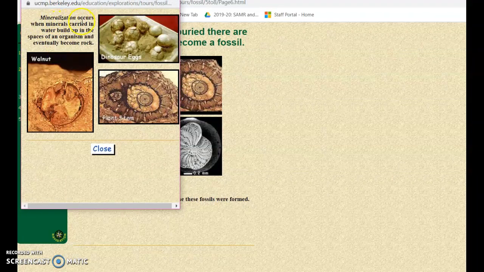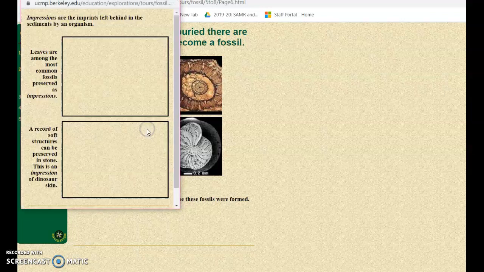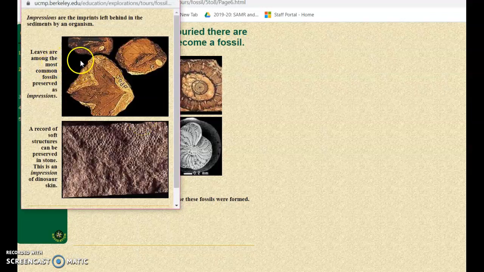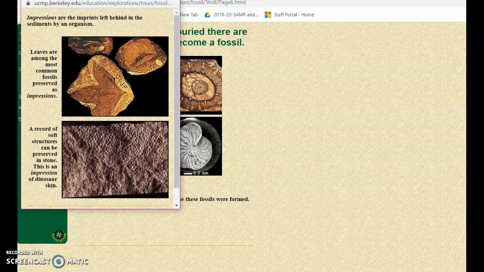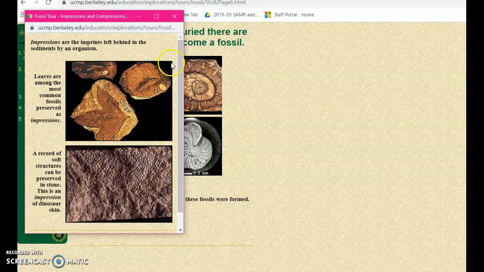Mineralization occurs when minerals carried in the water build up in the spaces of an organism and eventually become rock. Leaves are among the most common preserved fossils. Here we have dinosaur skin, an impression. So this is a mold of dinosaur skin. Look at the little bumps.